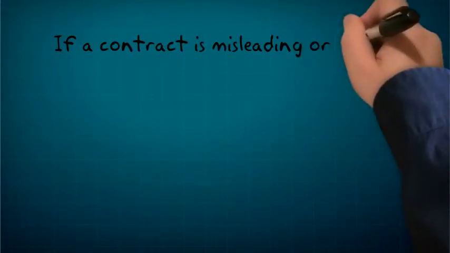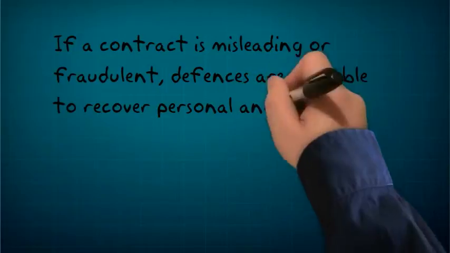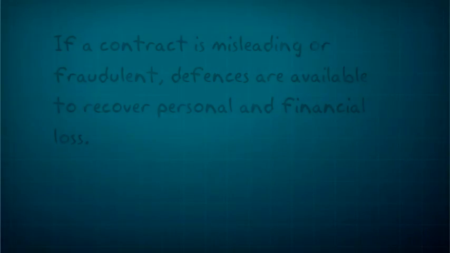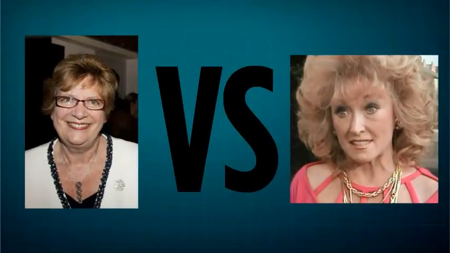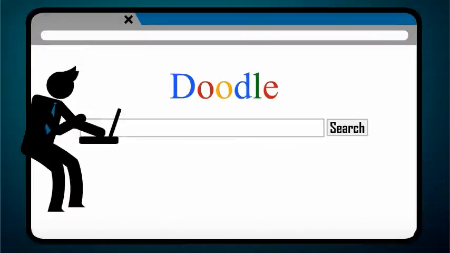If a contract is misleading or fraudulent, defenses are able to recover personal and financial loss. A case that will be analyzed is the case of Brown versus Miller. This case is important as it outlines the unfair treatment and possible undue influence towards the defendant, Mrs. Brown. To be successful in a case where there is a dispute between the parties to a contract, basic knowledge about the contract law needs to be obtained.